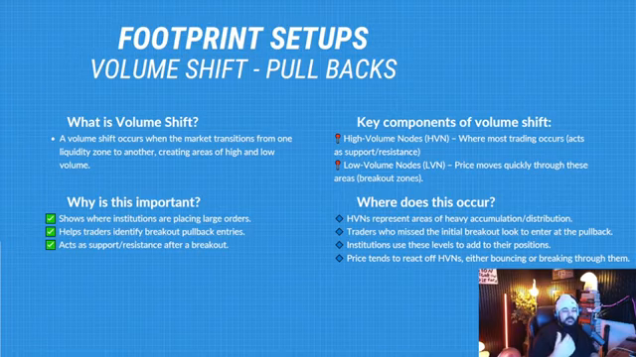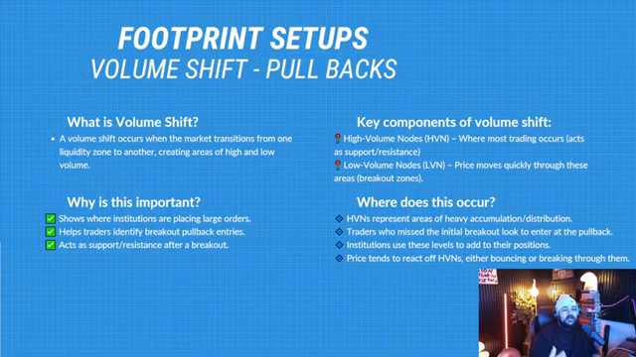Volume shift includes high volume nodes, where there's the most trading and it acts as a support or resistance, and low volume nodes, where price moves quickly through these areas. This shows where institutions are placing orders, helps traders identify breakouts and possible pullback entries, and it acts as support and resistance after a breakout.